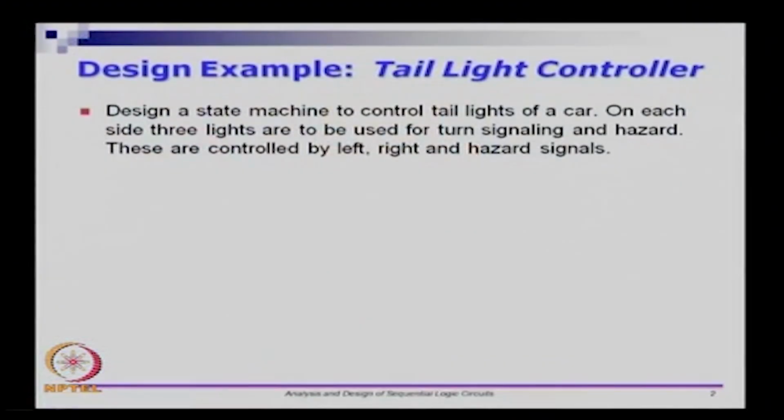So, let us look at this design example. This is called a tail light controller. If you drive a car, we are going to design a state machine which is going to control the tail lights of a car.